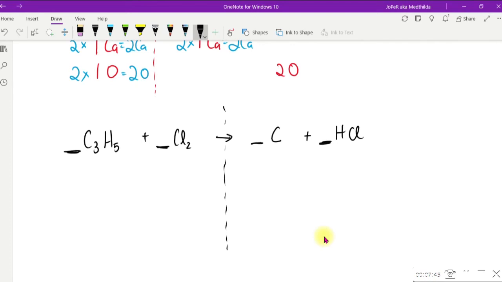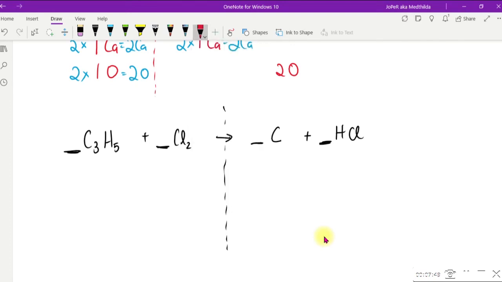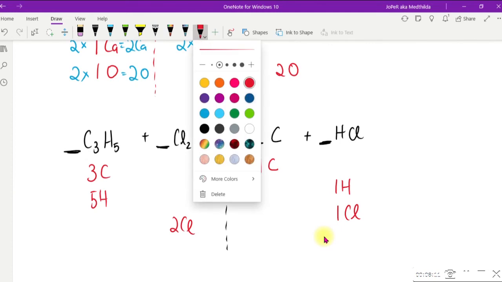Now let's use a different pen color to indicate how many atoms of each element I have. So first row, let's dedicate it to carbon. 3 carbons here, 1 carbon here. 5 hydrogens here, 1 hydrogen here. 2 chlorine here, 1 chlorine here. So all of the atoms of each of the elements, I've actually written out.